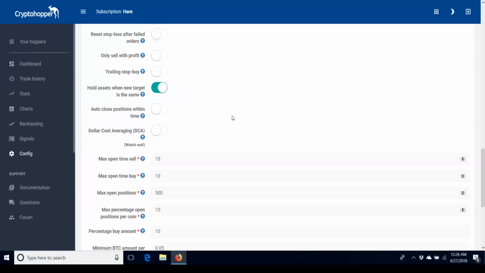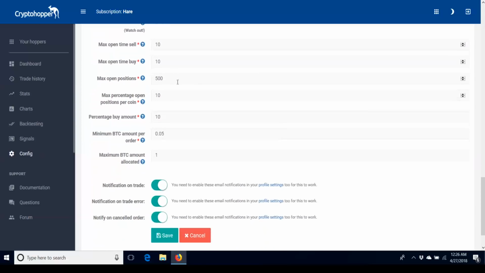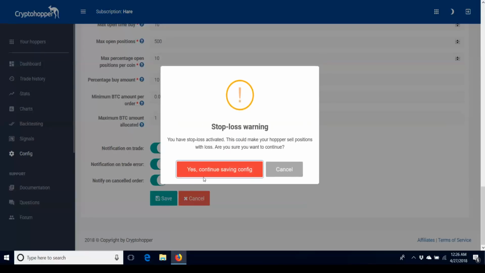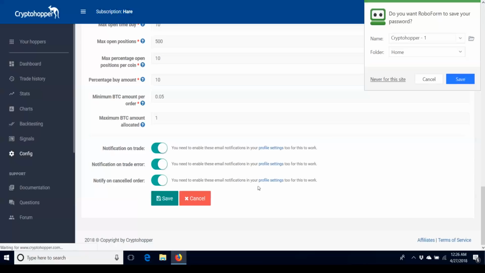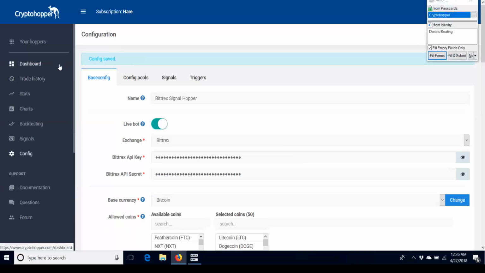So I'm going through this slow, but of course you guys can pause the video and take note of each one of these settings if you'd like. And then whatever you do, you just hit save. It even warns you about the stop loss, that it will sell at a loss, of course. So that's it. If you guys have any specific questions on this, feel free to email me.